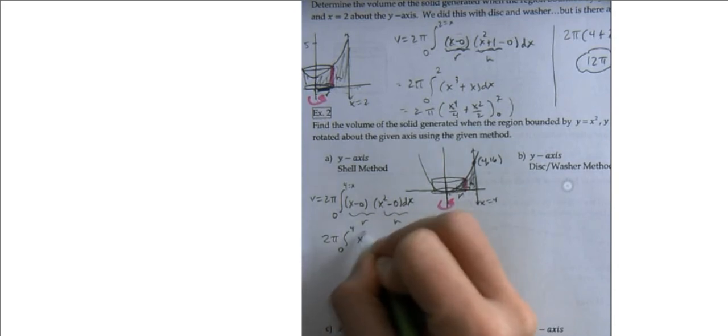If we expand this, all we get is x cubed, so this guy's not bad. You get 2 pi x to the 4th over 4 from 0 to 4. Now, a shortcut here is if you have 4 to the 4th, but you're dividing by 4, that's really 4 cubed. So we have 64, which is 128 pi.